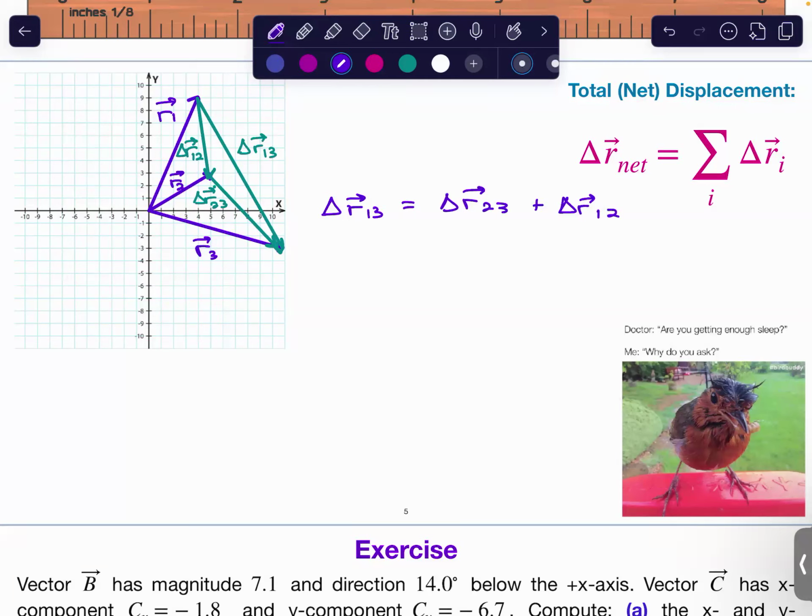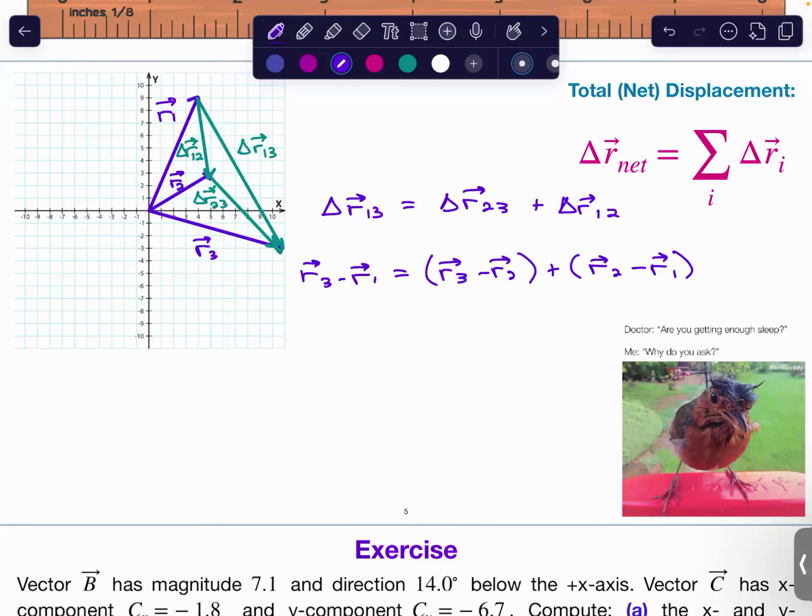Okay. And so what is delta R 1 to 3? That's R3 minus R1. What is delta R 2 to 3? R3 minus R2, plus your 1 to 2, R2 minus R1.